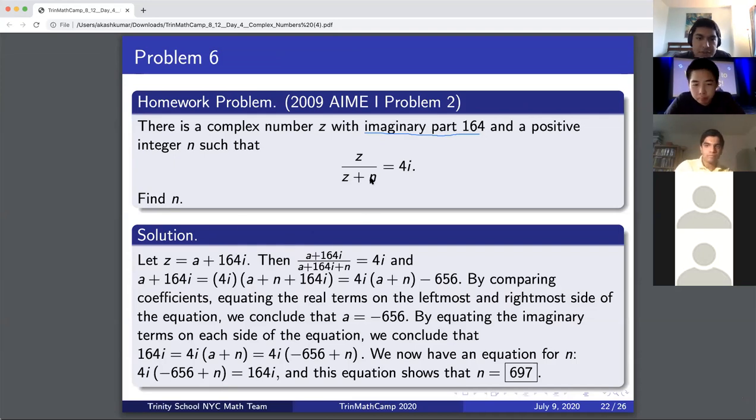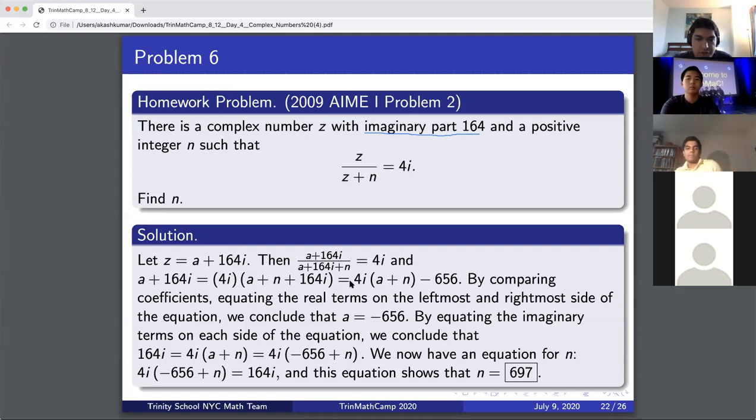Then this is just by substitution. We take z over z plus n, so this is z, and this is z plus n, and it equals 4i just by the given equation. Then we multiply both sides by z plus n. We're left with the numerator, a plus 164i, and this is the 4i we already had, and this is our denominator, a plus n plus 164i. And we put the n to the left. We moved it over because, as Foyez mentioned yesterday, it's oftentimes a really good idea to group your real terms and to group your imaginary terms. Thinking of complex numbers in terms of what's real and what's imaginary is a good way to organize your thoughts.